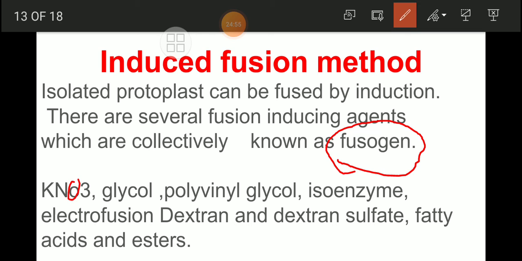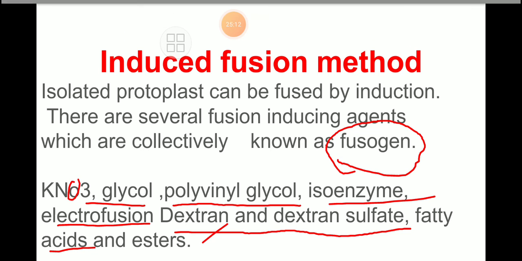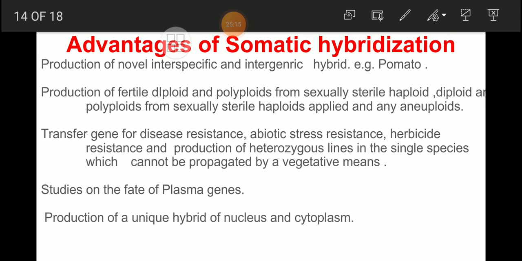Which are those chemicals? KNO3, potassium nitrate, polyvinyl glycol, isoenzymes, electrofusion, dextran and dextran sulfate, fatty acids and esters of those. So you have to keep these things in mind. Now what are the advantages, my friends?